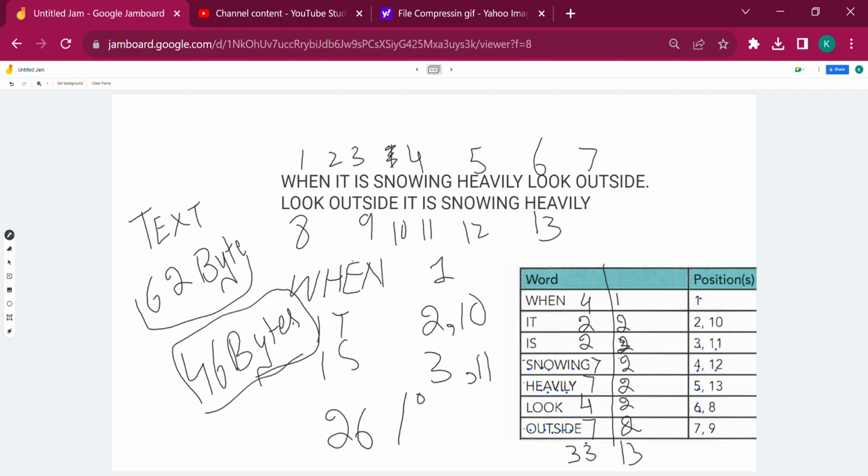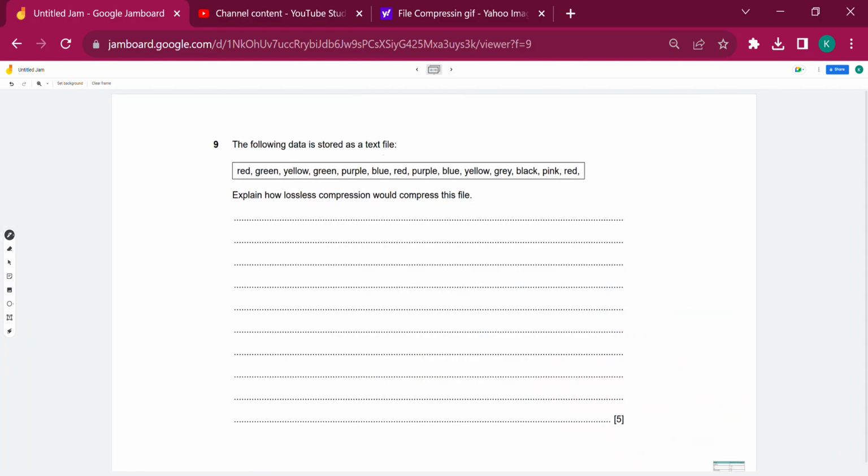It's quite a good amount for a lossless compression. And the important thing about lossless compression is that we are able to construct the original file from the compressed file. So this is the size of the compressed file, and by looking into the lookup table, we can reconstruct this 62 byte file again. Hopefully you got the idea of lossless compression.